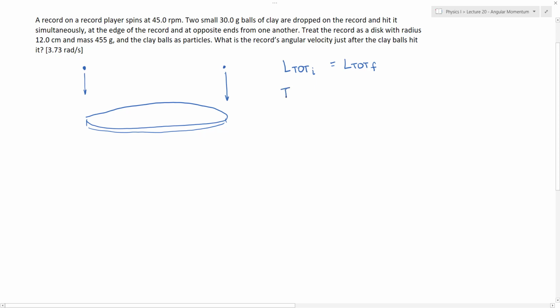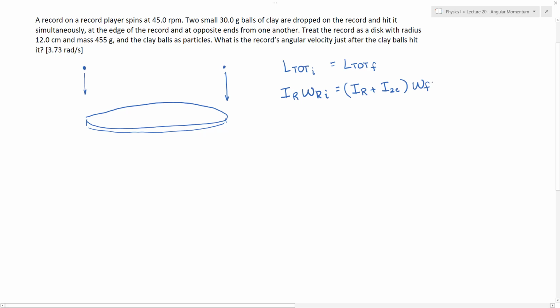The formula for angular momentum is I times omega. So I times omega of the record initially is equal to the angular momentum after the collision. Now the clay balls are touching the actual record, so they're all spinning together. So it would be the I of the record plus the I of the two clay balls, because there's two of them, times the omega final. We're looking for that omega final.